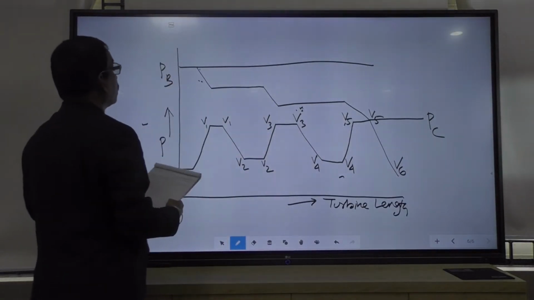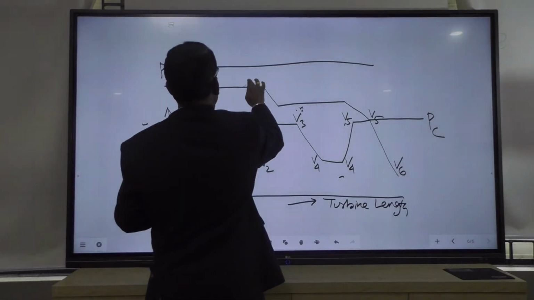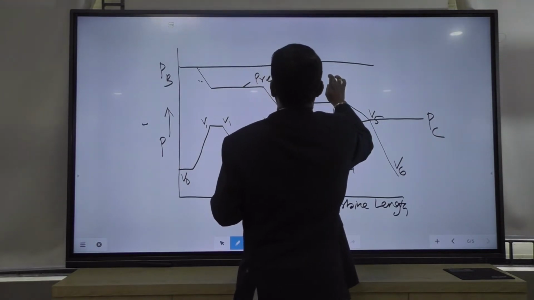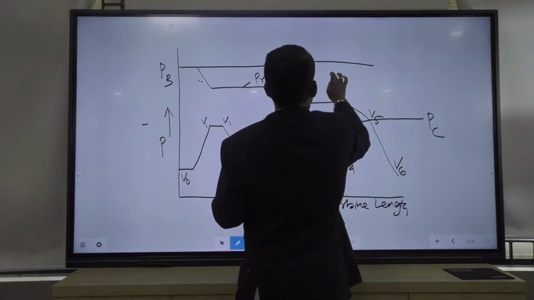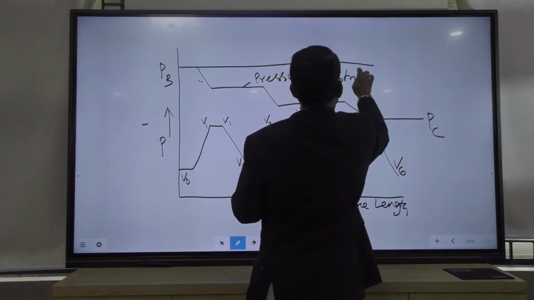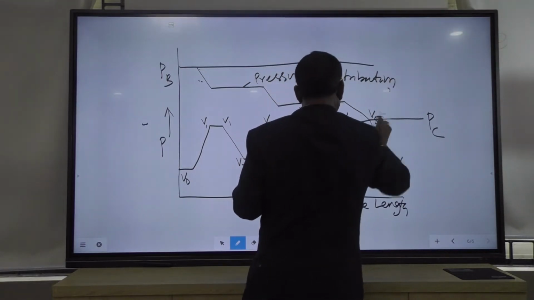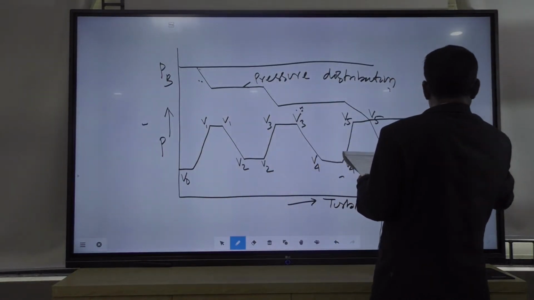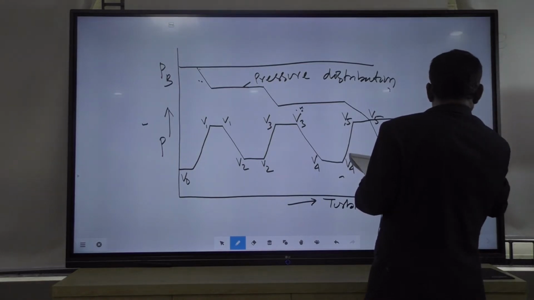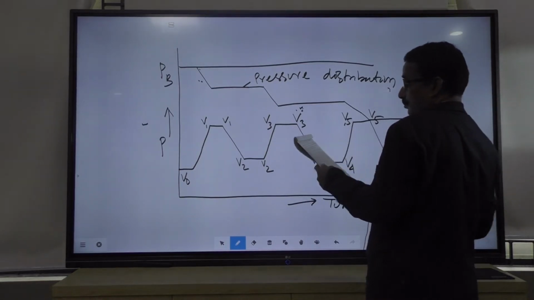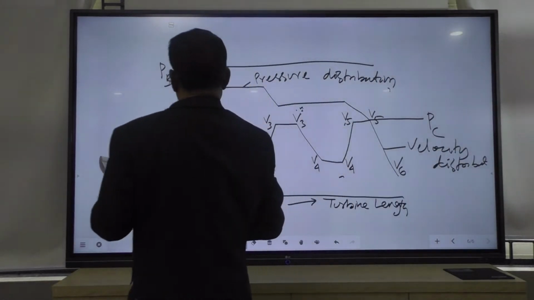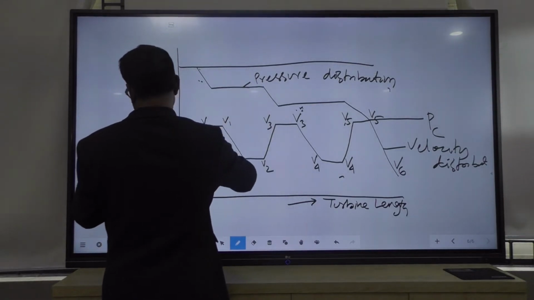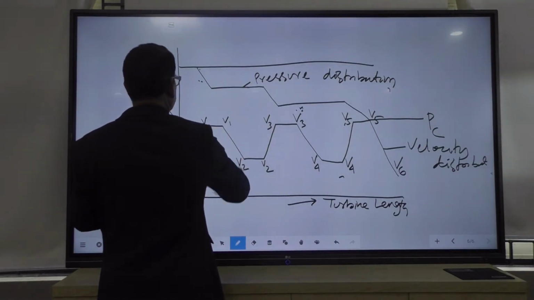This is the boiler pressure, this is the pressure distribution inside the turbine. And this is the velocity distribution. So, you know in the fixed blade velocity increases. Here this is the fixed blade where velocity increases.